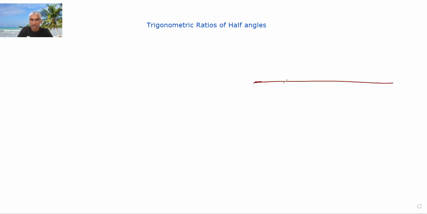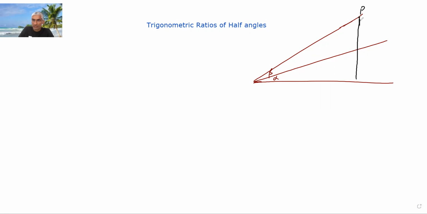So this is some horizontal line. To this is making an angle alpha and this is making an angle beta. So consider some point P on this one. So draw perpendicular from P to the horizontal line. Let the foot of the perpendicular be some M. Let this point be O.